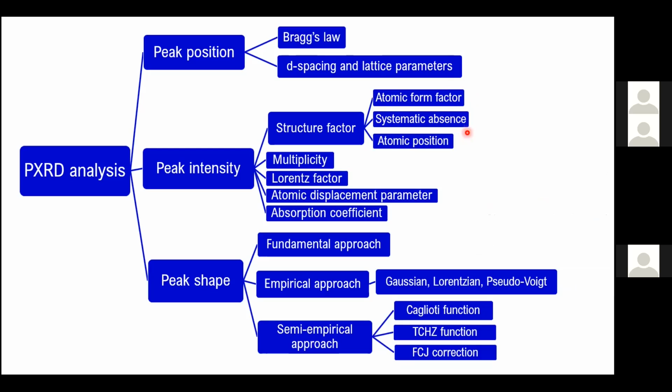But sometimes we see a lot of peaks. For example, for the monoclinic system or the orthorhombic system, we see a lot of peaks, right? So why do peaks sometimes appear and sometimes disappear? And also very important is the atomic position. This is the basis of solving the structure. We talk about solving the structure.